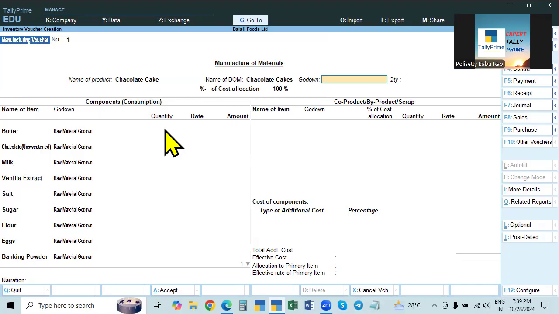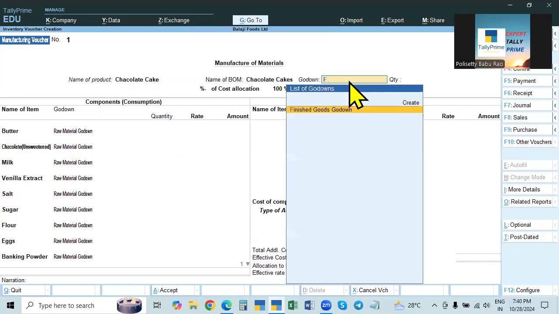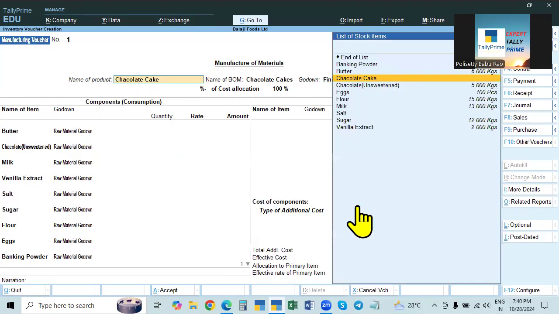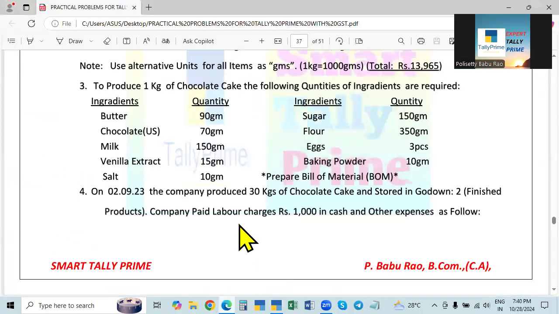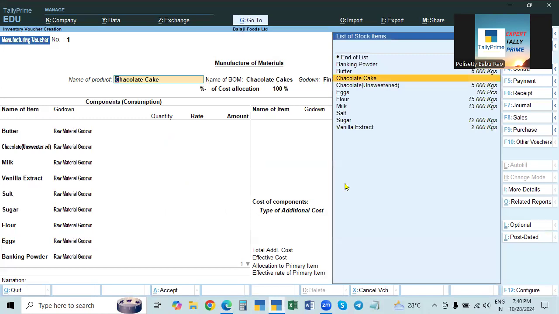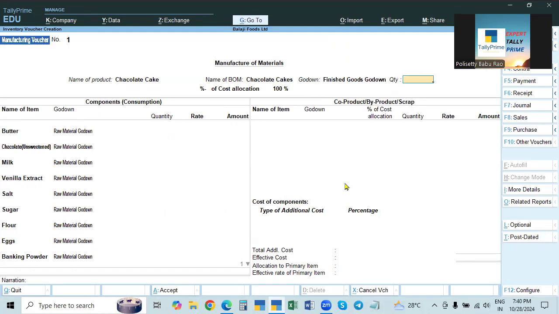But quantity is not shown. Quantity depends on the quantity manufactured. If you manufacture 10 items, it will come accordingly. If you manufacture 50 items, it will come accordingly. And after manufacturing, you will transfer to finished goods. In this case, the required manufacturing quantity is 30. So go here, enter 30.